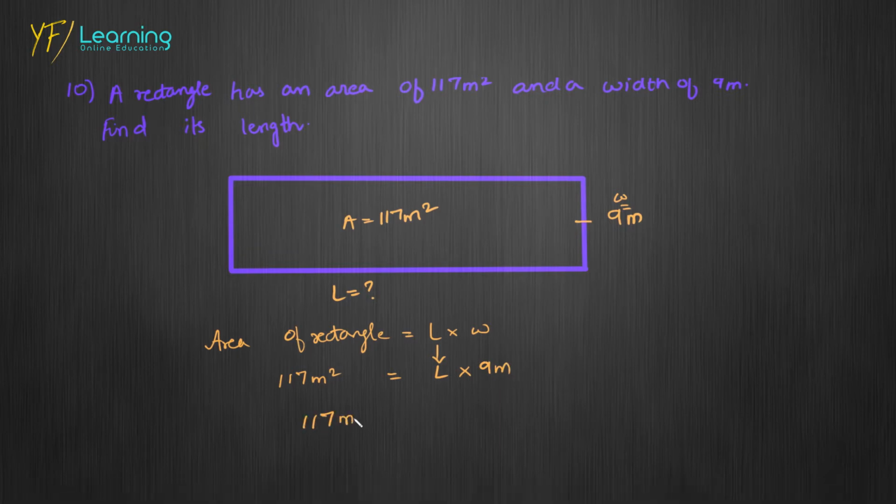117 meter square divided by 9 meter is equal to length. So 9 ones are 9, 9 13s are 117. Meter cancels with square of meter, so L is equal to 13 meter. This is the length of this rectangle. If you again multiply 13 with 9, you will get area, which is 117 meter square.